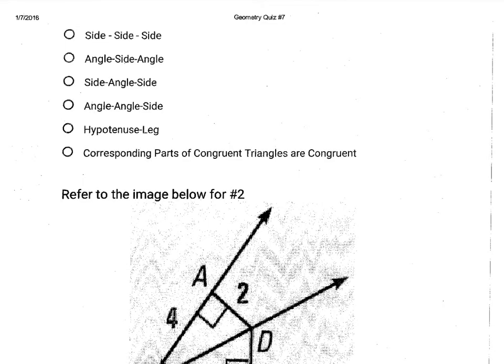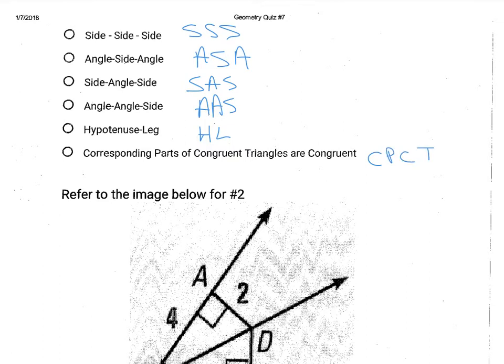Your choices are right here. You got side, side, side; side, angle, side; angle, side, angle; angle, angle, side; hypotenuse leg; or CPCTC. If it helps, you could write the abbreviations off to the side like this. So these are your choices. C, P, C, T, C.